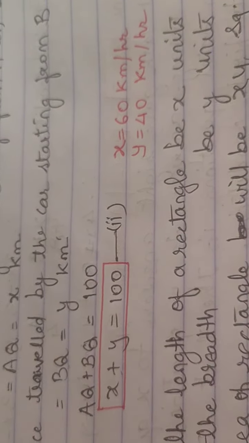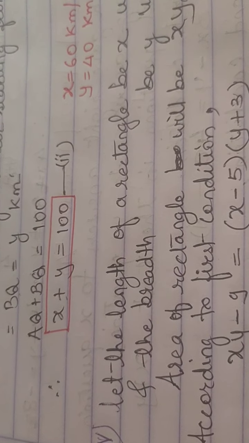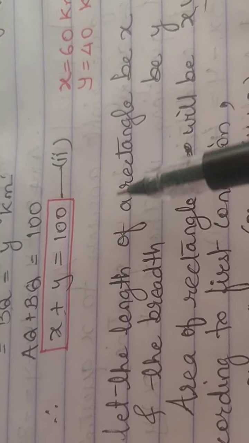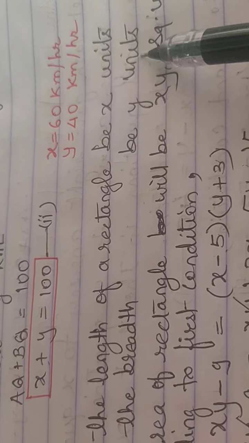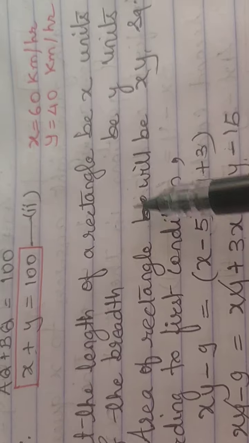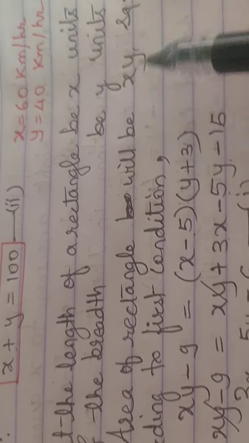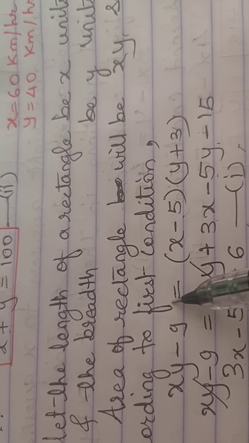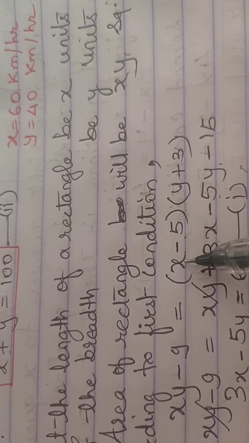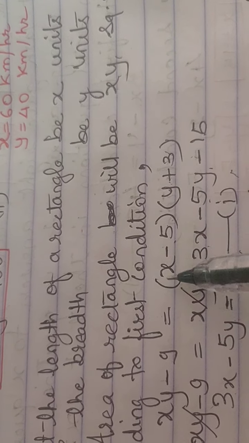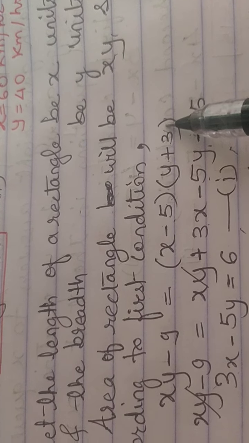Okay, and in the next question, it is about the rectangle. So we will assume the length and breadth of the rectangle. Let the length of the rectangle be x units and breadth of the rectangle be y units. Then it is about area, so we have to find the area of the rectangle, so it becomes x into y. Now the first condition is given, the area is reduced by 9 when the length is reduced by 5 and the breadth is increased by 3. So it is x minus 5 into y plus 3.